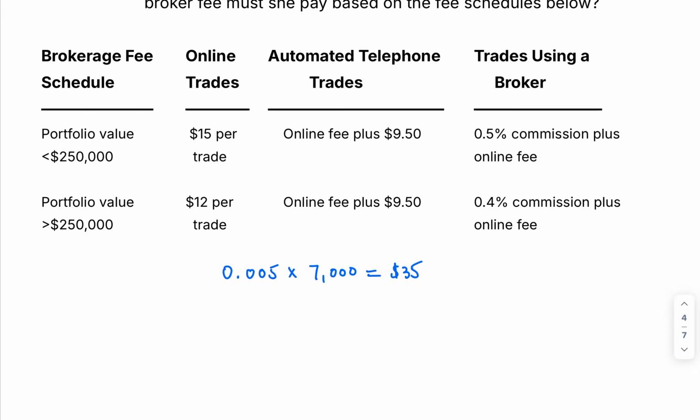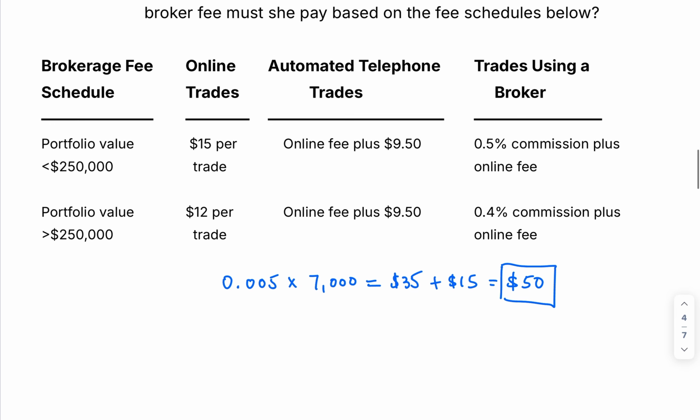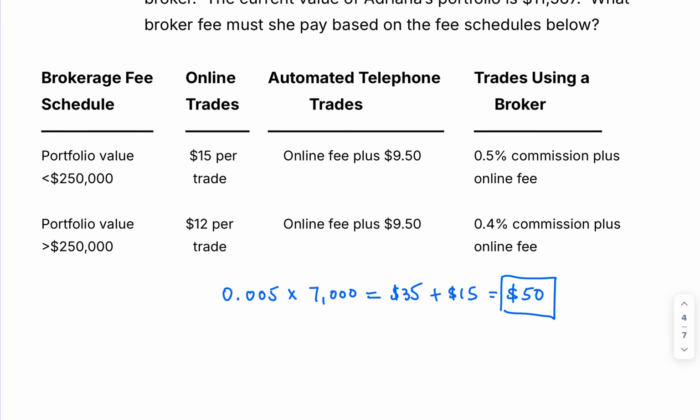Okay, now, that doesn't end there. Remember, it says 0.5% commission, which is what we just calculated, but there's also an online fee. Well, the online fee is $15. So we need to include that as our fee. And so her total cost, let me go ahead and write that a little bit neater, works out to $50. Okay, so that is the broker fee that she must pay based on this fee schedule.